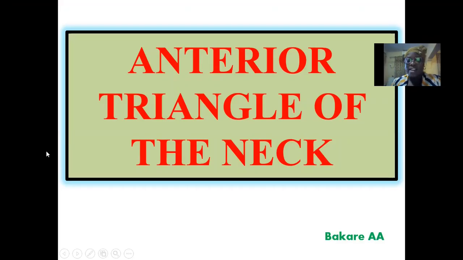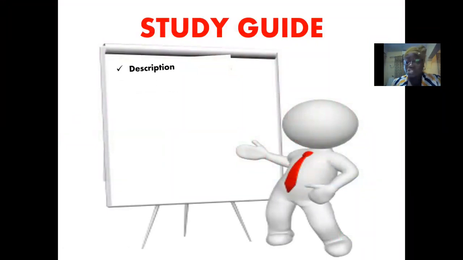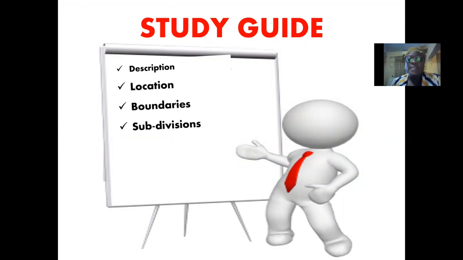The anterior triangle of the neck. This is our study guide, and I hope that going through this lecture slide, we should be able to describe the anterior triangle, where the anterior triangle is located, the boundaries of the anterior triangle, its subdivision. This means that the anterior triangle is subdivided into a number of triangles, which we would see during the course of this lecture, the contents of the subdivisions, and also clinical relevance.